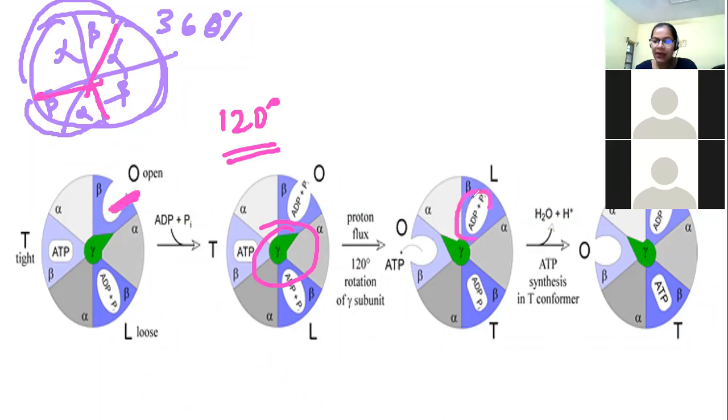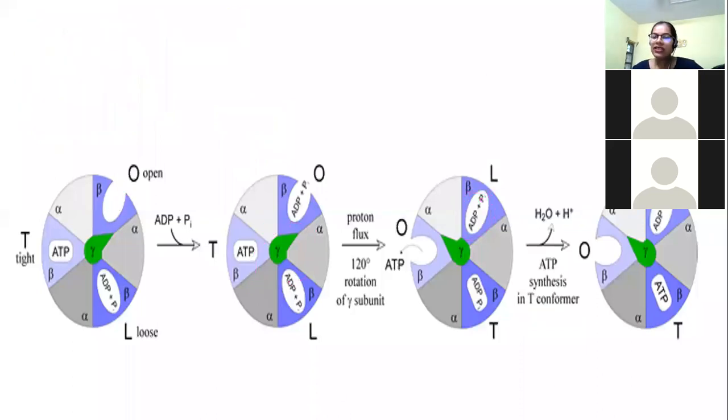Whenever you have open, it means nothing is there. When ADP plus Pi binds, it becomes loose, and when it again rotates, it becomes T, the tight state where ATP is there. And then it loses its affinity, it leaves the F1 particle, and then another ADP comes. So open, loose, tight, open, loose, tight. All this rotation will carry on. Okay. So now is it clear to everyone, the mechanism behind ATP synthesis? Is it clear?